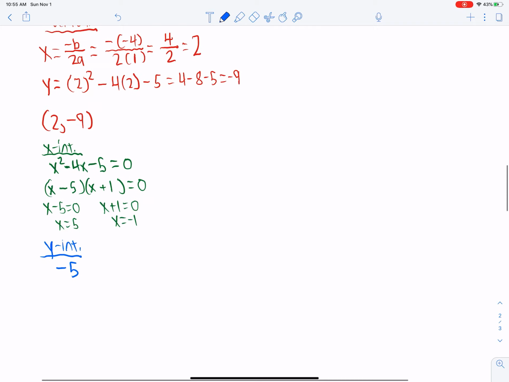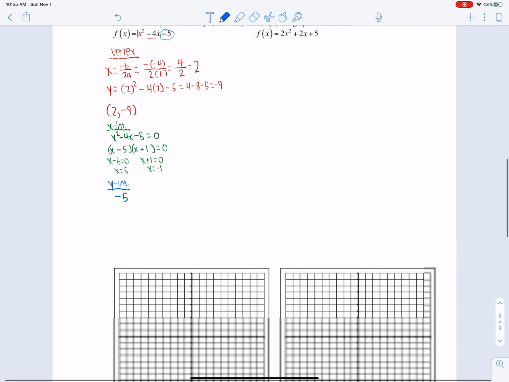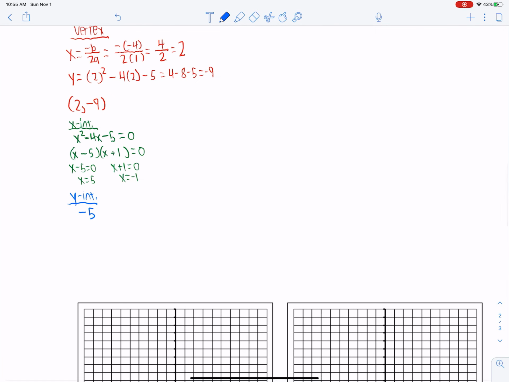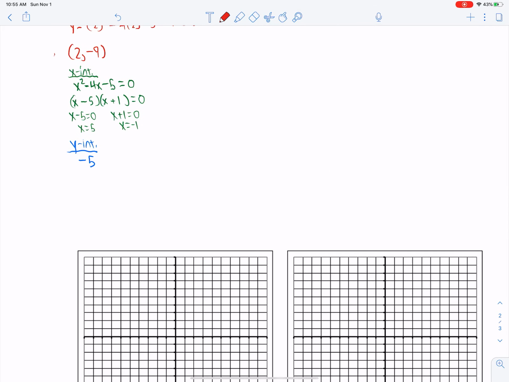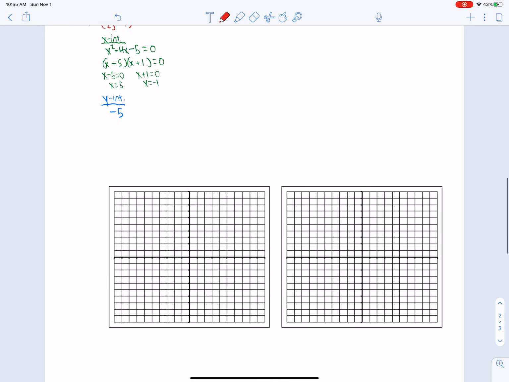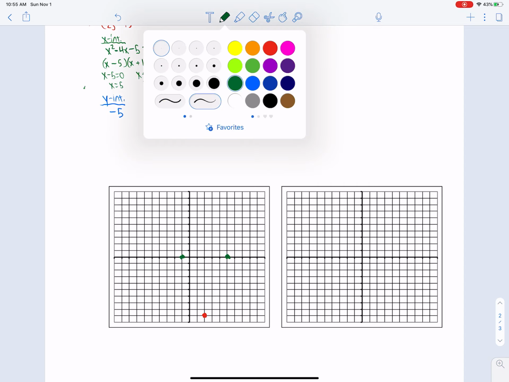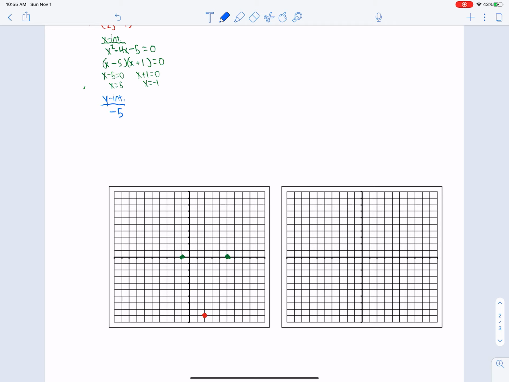So, keeping all this in mind, let's put all this together on our graph. So we have that our vertex is the point 2, -9. So 2 to the right, down 9. Our vertex is right there. Our x-intercepts, which are the points where the graph crosses the x-axis, are at +5 and -1. And last, our y-intercept is at -5, which is right here.